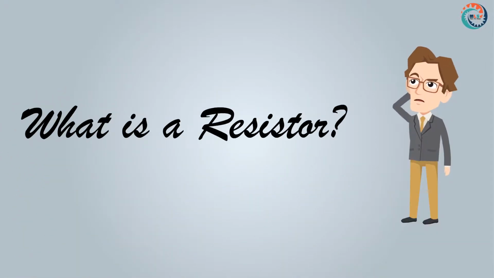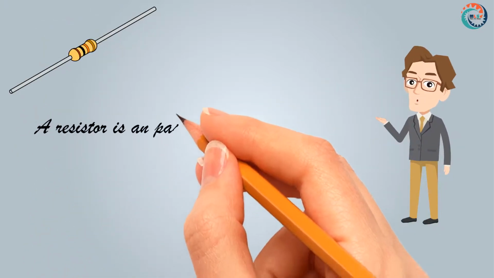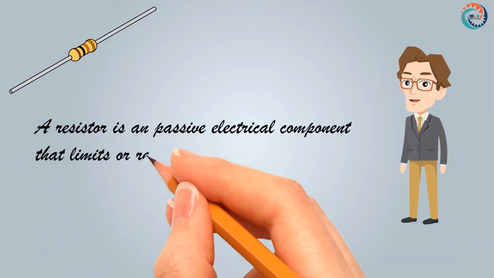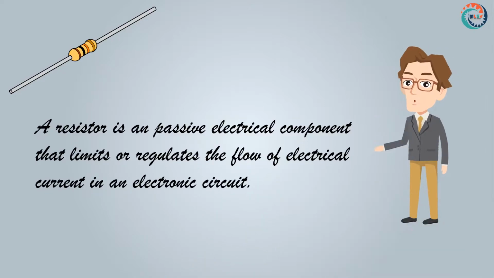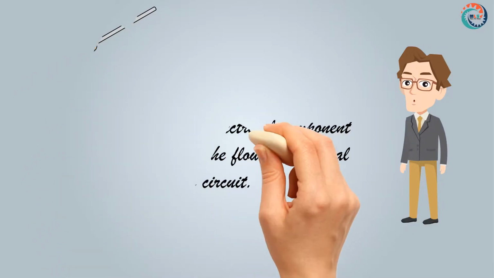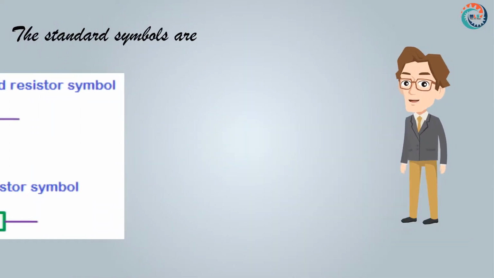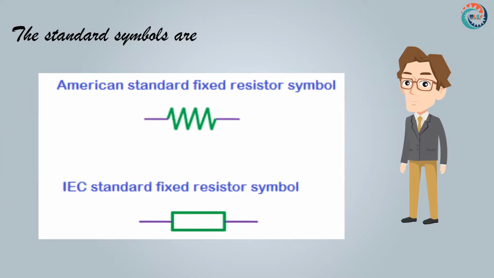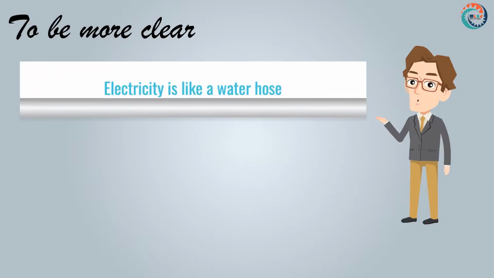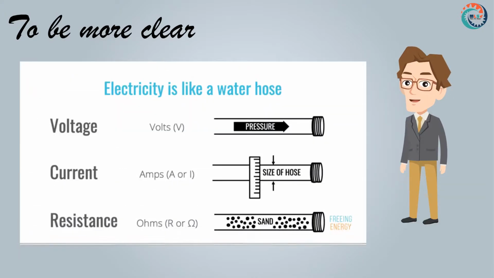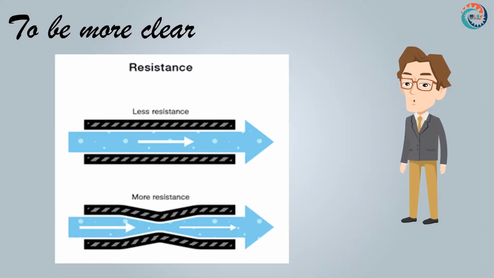What is a resistor? A resistor is a passive electrical component that limits or regulates the flow of electrical current in an electronic circuit. The standard symbols are of two types, American and IEC standard. To be more clear, view the images. The unit of resistance is ohms. When more resistance is applied, the flow of current is compressed.